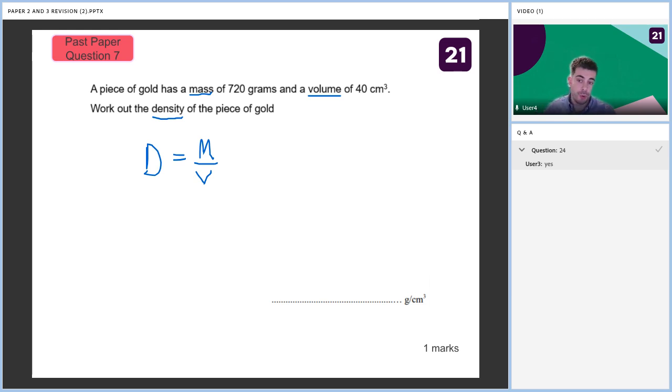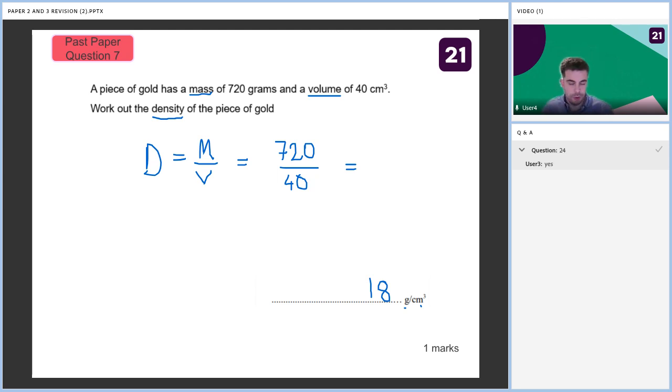Now, the reason I said this was quite a nice question was because really from there, you're told the mass, it's 720 grams. You are told the volume, it's 40 centimeters cubed. And it's a calculator paper. So you pick up your calculator, you divide those 2 numbers, and you end up with an answer of 18 grams per centimeter cubed. So lots of correct answers again in the Q&A pod.